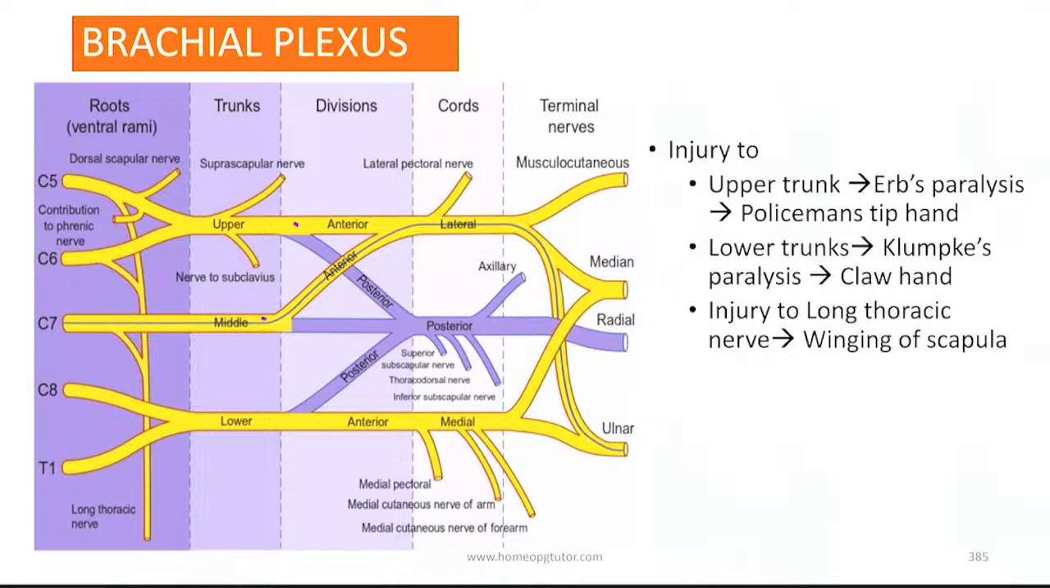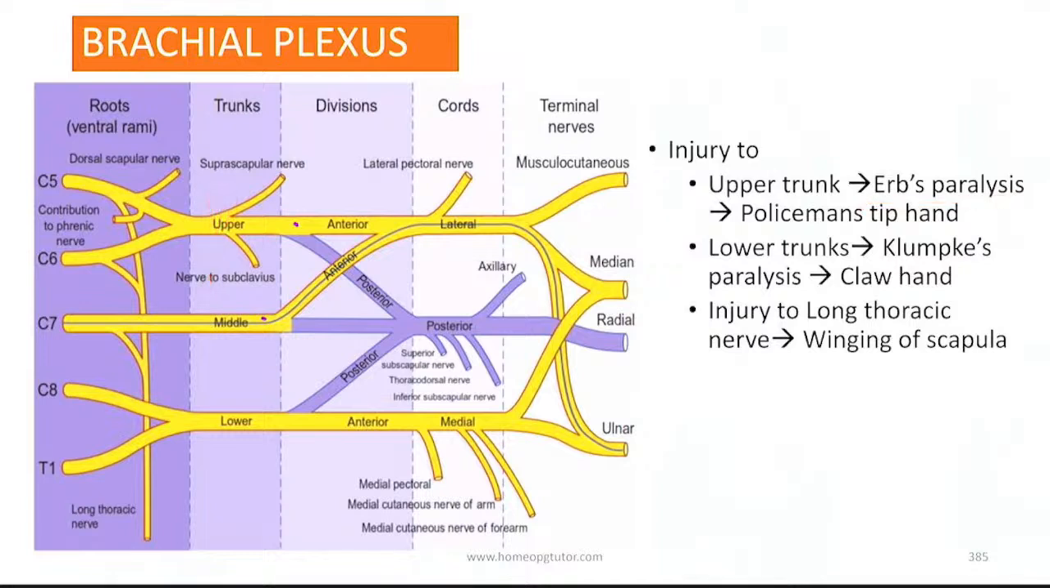Some important conditions related to brachial plexus injury: Erb's paralysis, otherwise called policeman's tip hand. It is due to injury to the upper trunk. Upper trunk means this portion. If there is any injury, maybe hyperextension of the neck during delivery or any injury to the upper trunk, that will lead to policeman's tip hand, otherwise called Erb's paralysis, because there is an Erb's point.